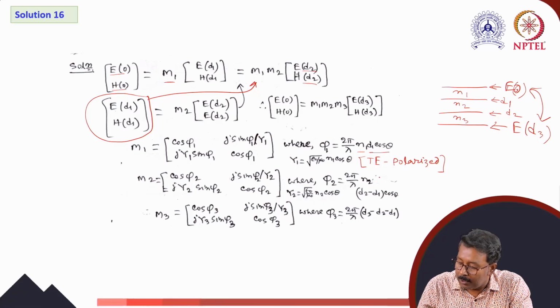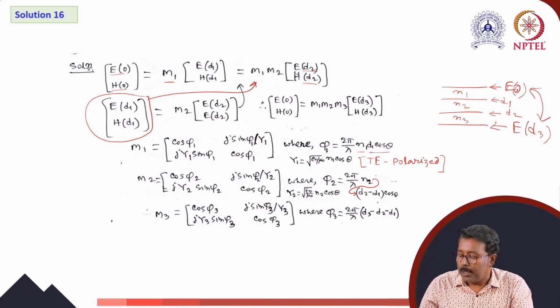So phi 2 is twice pi by lambda n2 into d2 minus d1 cos theta. This is the product term. And y2 will be root epsilon 0 by mu 0 n2 cos theta. There is no relationship with the thickness of the layer. So again this theta is 0 because it is normal incidence. So we can assume that it is propagating along the normal of the surface. That means in all layers the angle of the light can be considered as 0.